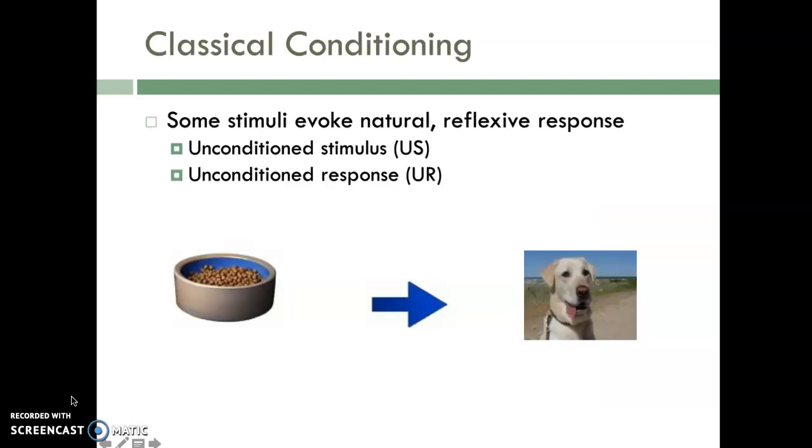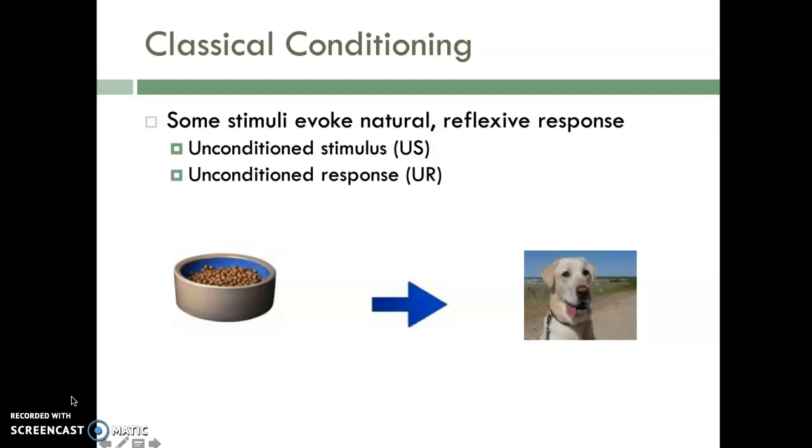And so in classical conditioning, there is some stimulus that evokes a natural reflexive response. In this case, there's the meat powder, or we'll just call it dog food, and it evokes this salivating response in dogs. This is a natural response. Dogs don't need to learn this response. It just happens automatically and instinctively.